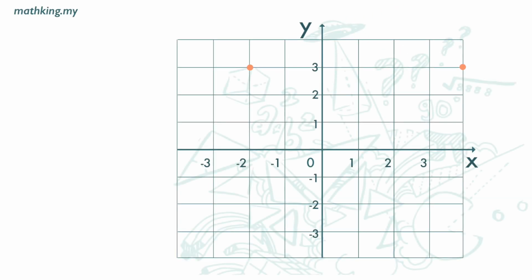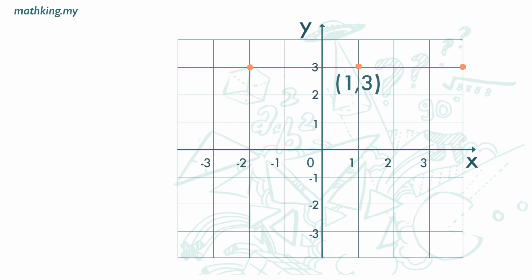If we want to find the midpoint, one easy way is to count the units between these 2 points. Here we go. 1, 2, 3, 4, 5, 6. 6 units. The midpoint would be half of 6 units, which is 3. So, 1, 2, 3. The midpoint is here. The coordinate is (1, 3).